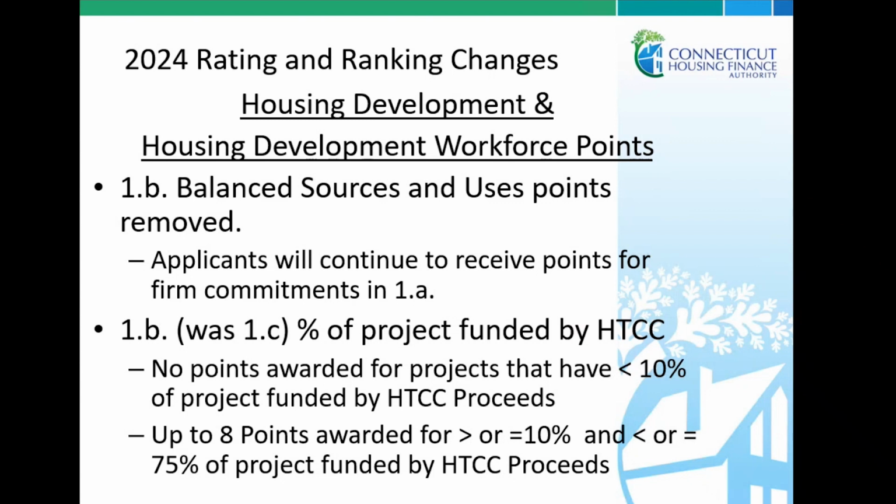The first change here is that we are no longer providing points for balanced sources and uses. That has been removed from the application. We still will provide points for firm commitments, that's 1A in the rating and ranking, but you no longer get any additional points if it's full balanced sources and uses. Item 1C, which is now bumped up to 1B, is the percent of the project funded by HTCC. The change here is that we're no longer providing points for projects that have less than 10% of their project funded by HTCC. Otherwise, the ranges remain the same, and we'll provide up to 8 points.